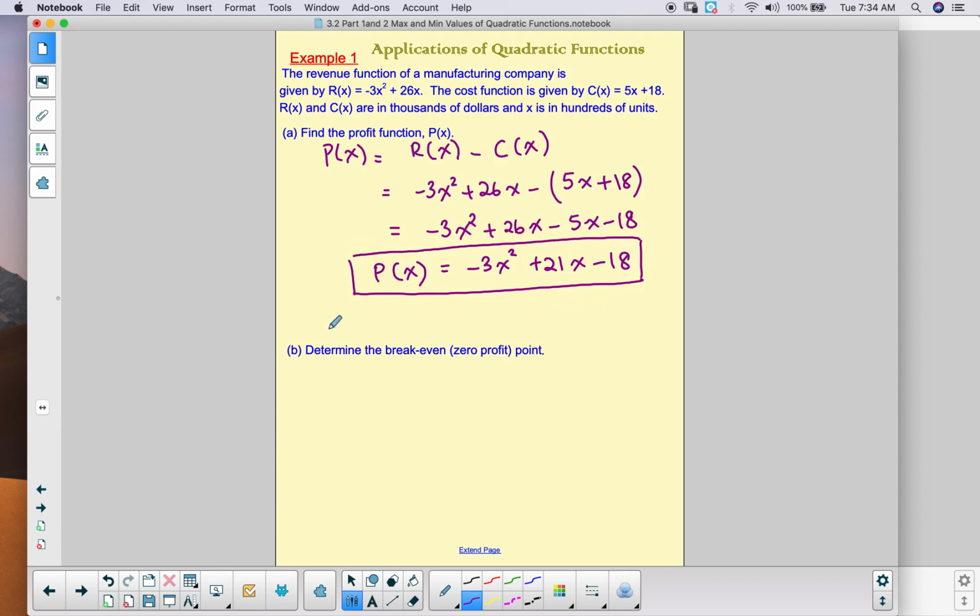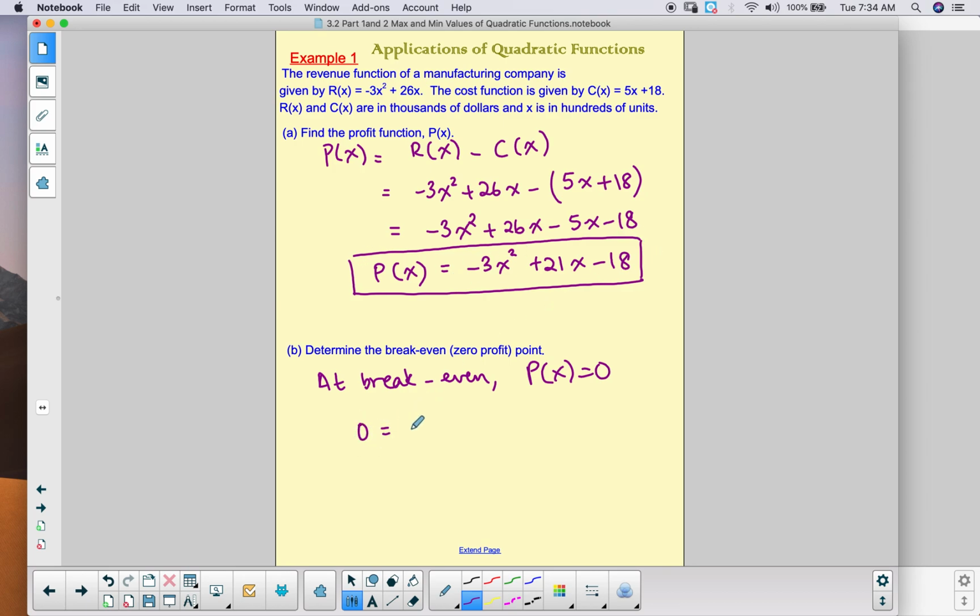And then it says determine the break-even point. The break-even point is when you make no profit. That is, whatever revenue you got is exactly equal to how much you spent on manufacturing or producing those items. So your profit was 0. So at break-even point, profit is equal to 0. P of X equals 0. So we're going to substitute 0 here in this function and solve for X.